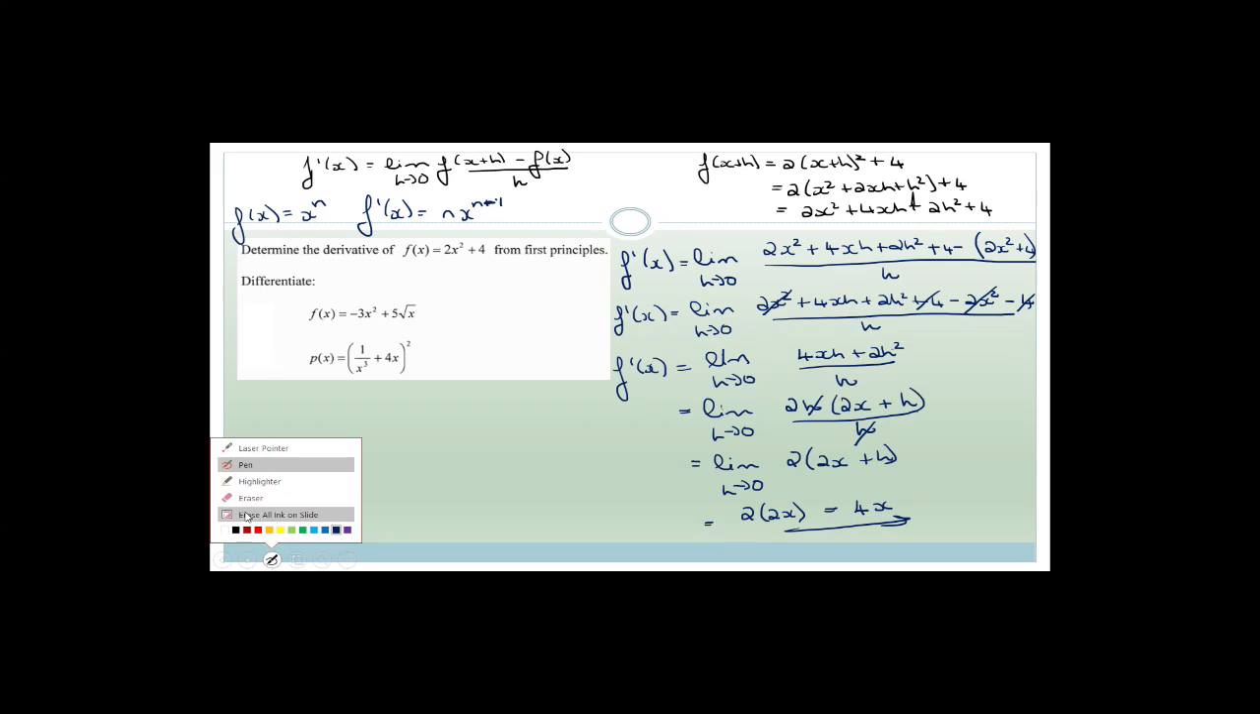Okay, now we're going to differentiate f(x) and p(x) using the rule. And I'm going to write it out here again. If f(x) equals axⁿ, then f'(x) is going to be naxⁿ⁻¹. Okay, so the first thing we need to do when you look at this is look at the fact that there's a third here, and we don't like thirds. So we have to work that out.